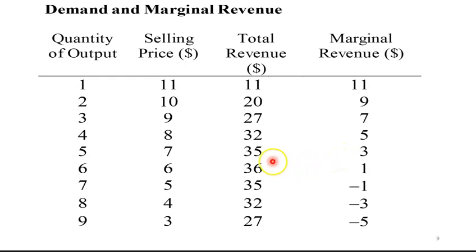And eventually, if the price gets low enough, we're selling a greater quantity that we can see over here, but the price times the quantity actually starts to decline. So our extra revenues become negative. So why is that happening? Let's understand that a little more clearly by looking at a picture.